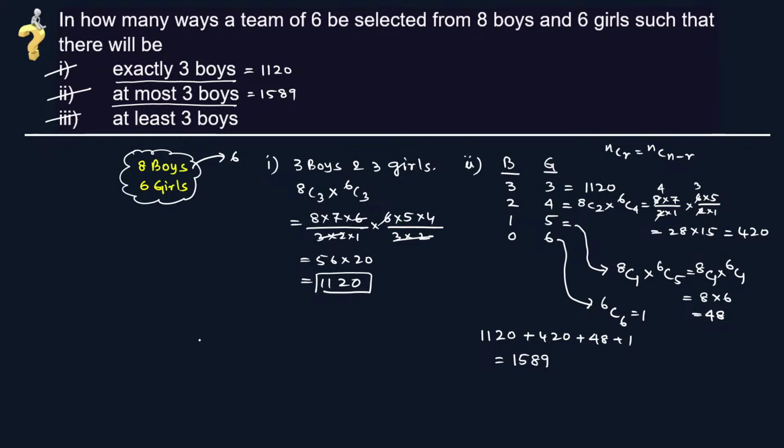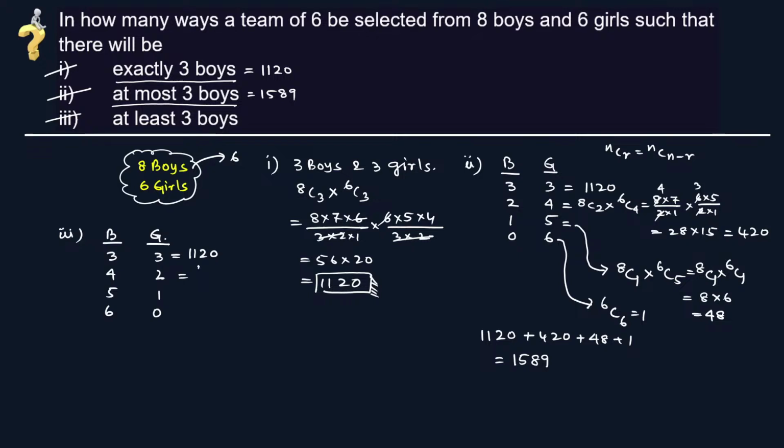At least 3 boys. At least 3 boys means कम से कम 3 boy होना चाहिए. So at least 3 boys means there will be minimum 3 boys present. So what are the options again? Boys and then girls. Let us consider 3 boys, then 3 girls, 4 boys, 2 girls, 5 boys, 1 girl, and 6 boys, no girls. Okay? So again, 3 boys and 3 girls, they can be selected in 1120 different ways. This I have already calculated.